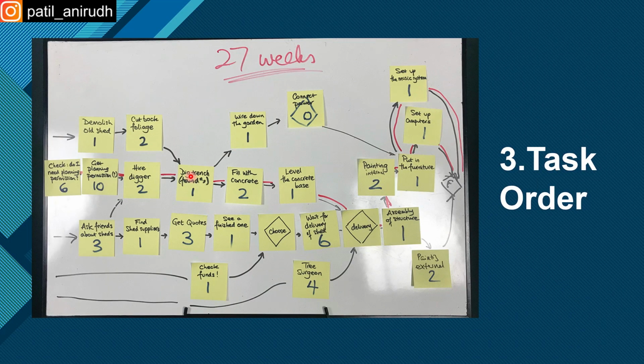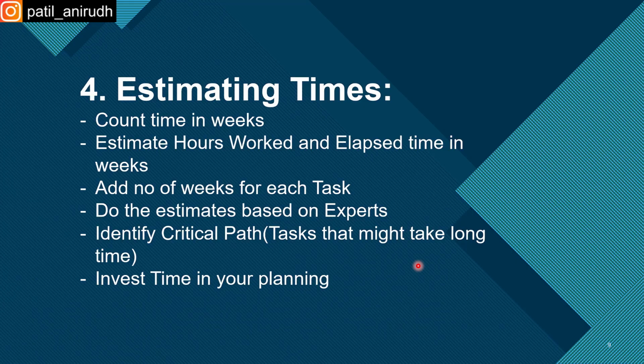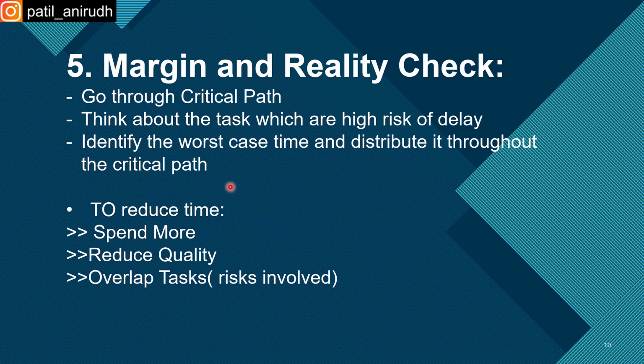So for example, worst case task in the sense like which task might affect everything, okay. If you're estimating 27 weeks, and if something goes wrong, then you consider the worst case, right? So that worst case time, whatever you consider, like if you consider again 3 weeks, that 3 weeks of time needs to be distributed around this critical path, okay. That is how you do it, okay.